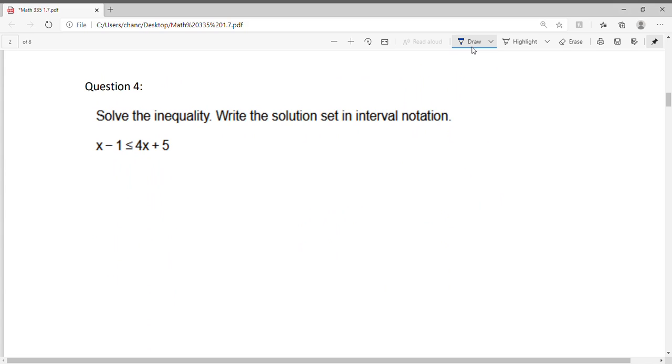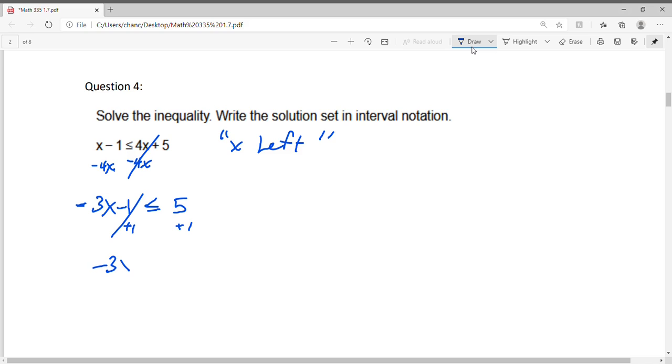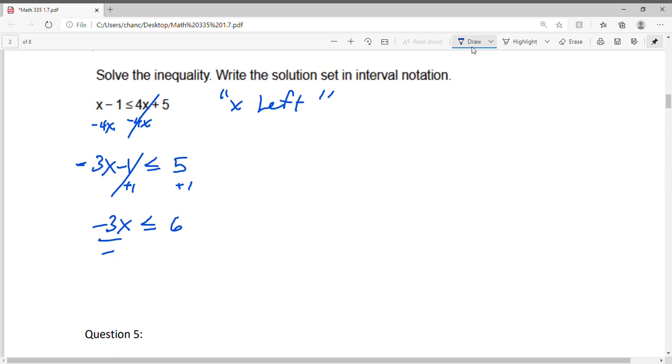I want to get the x on the left side. Let's solve for x, and I want the x on the left side. Let's subtract 4x to both sides. I have -3x minus 1 is less than or equal to 5. Let's add the 1 to both sides. We have -3x is less than or equal to 6. Divide both sides by -3. That causes the inequality to switch directions. So we have x is greater than or equal to -2 now.